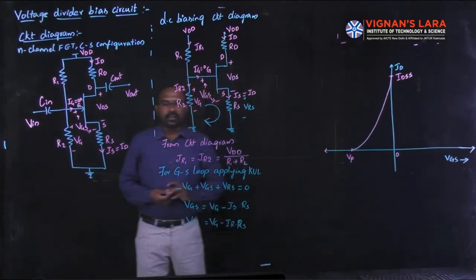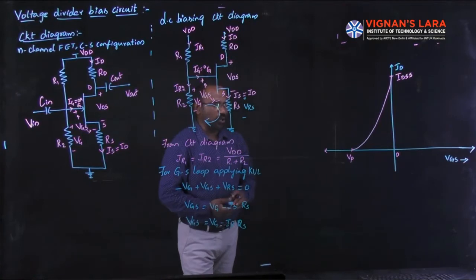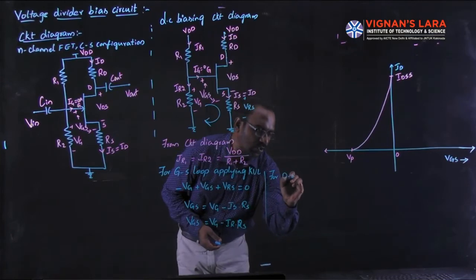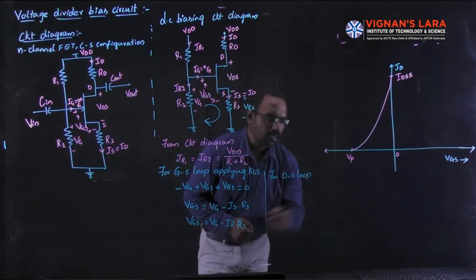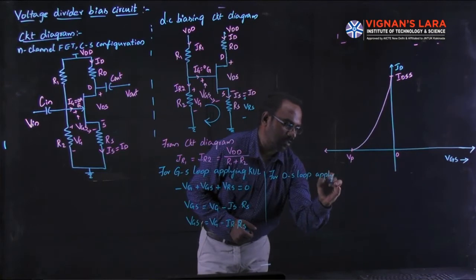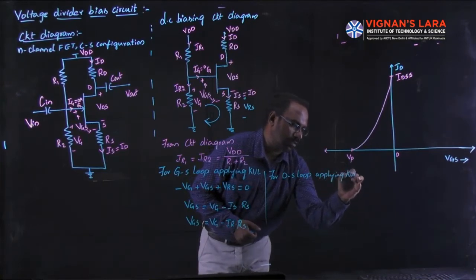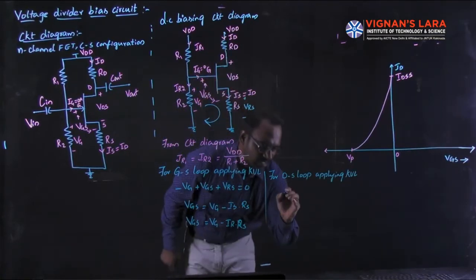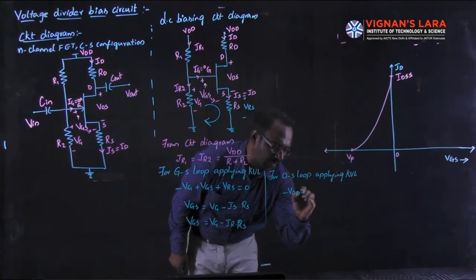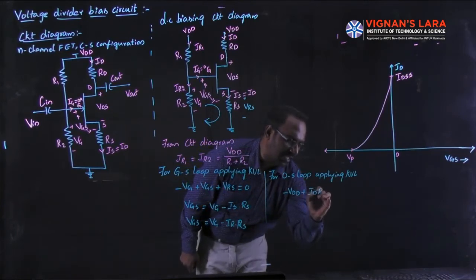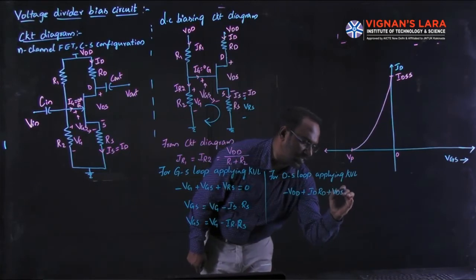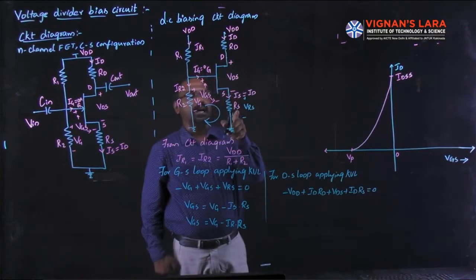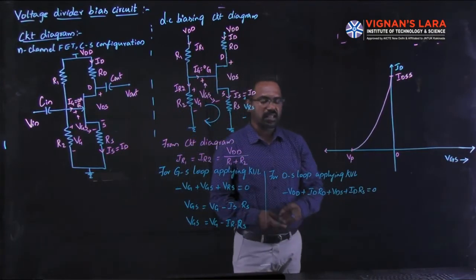And similarly for drain to source loop. So here I am writing for drain to source loop, applying KVL. So you can get from bottom, from top I am writing minus VDD plus IDRD plus VDS plus IDRS is equal to 0. Actually here the drop is ISRS. I am replacing IS with ID.